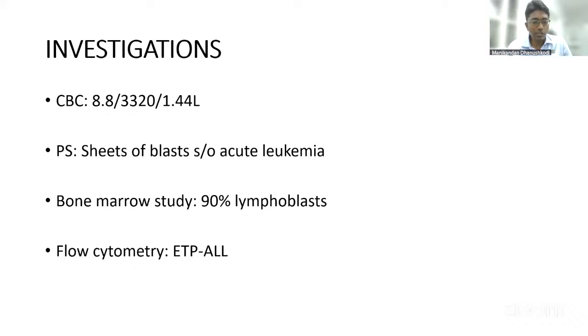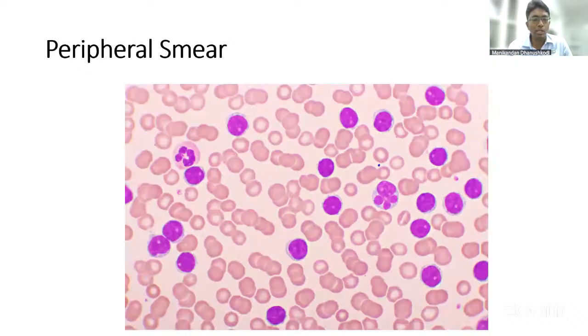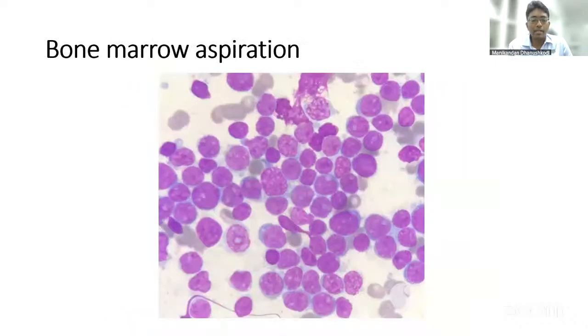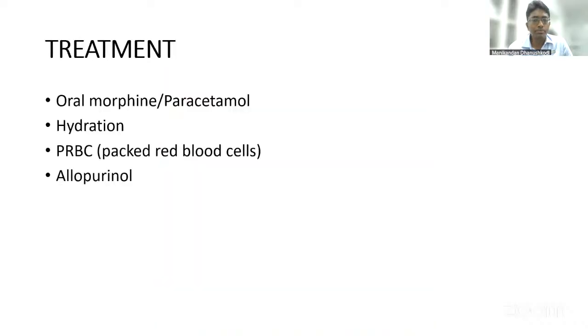His bone marrow study showed more than 90% lymphocytes, and flow cytometry confirmed it was an ETP type of acute lymphoblastic leukemia. So this was his peripheral smear. You can see multiple lymphoblasts that are slightly larger than the size of the red blood cells. And this is his bone marrow that shows sheets of lymphoblasts studded in the bone marrow.